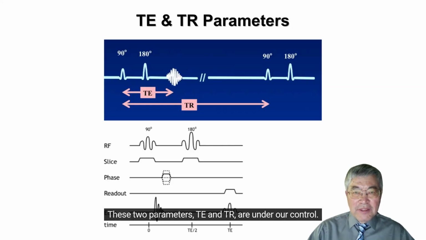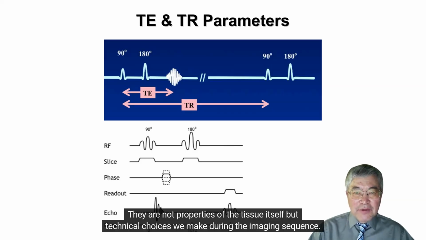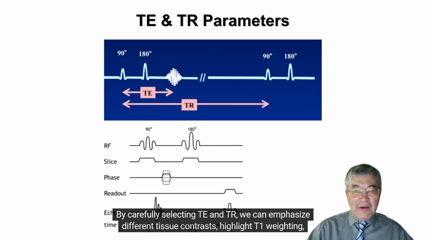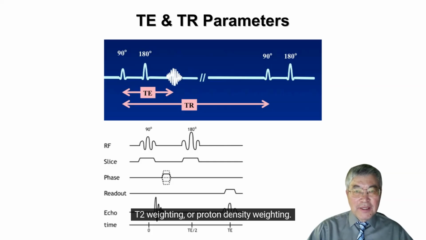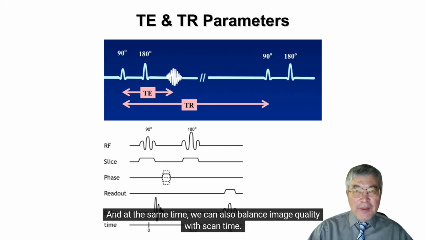These two parameters, TE and TR, are under our control. They are not properties of the tissue itself, but technical choices we make during the imaging sequence. By carefully selecting TE and TR, we can emphasize different tissue contrasts, highlight T1 weighting, T2 weighting, or proton density weighting. And at the same time, we can also balance image quality with scan time.